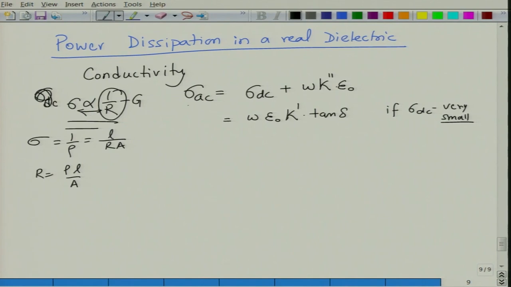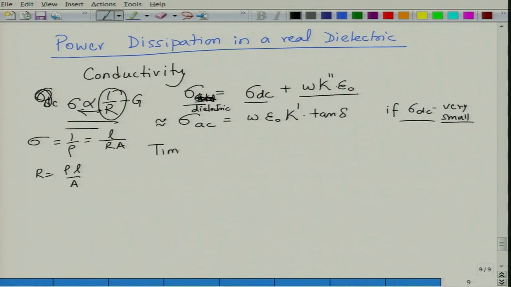So this is basically G AC is equal to G DC plus G omega. You can say this is the total conductivity, sigma dielectric essentially. So if sigma DC is very small, then you can approximate this as sigma AC, which is equal to omega epsilon naught into kappa prime tan delta.